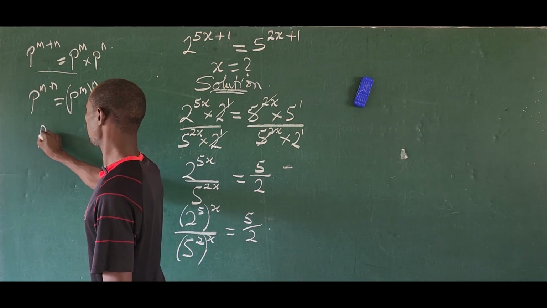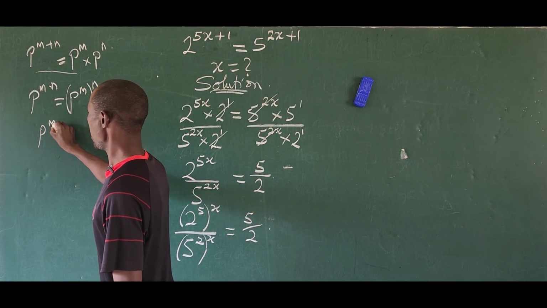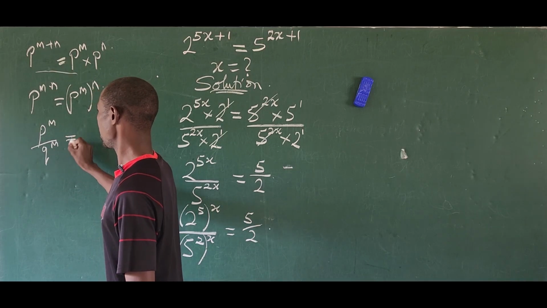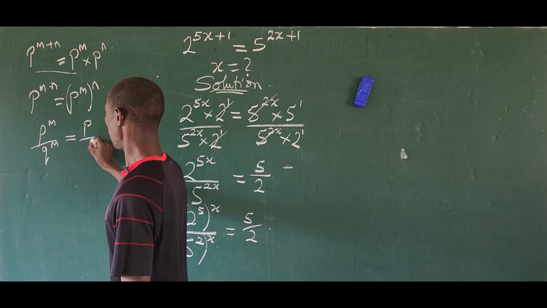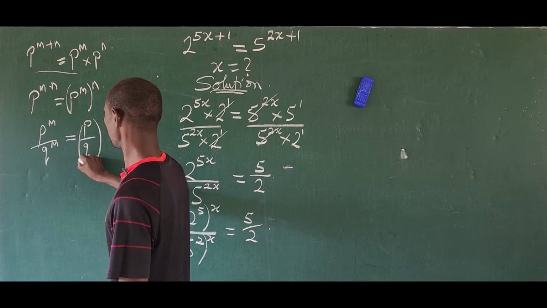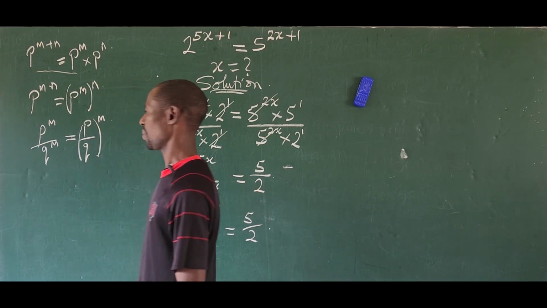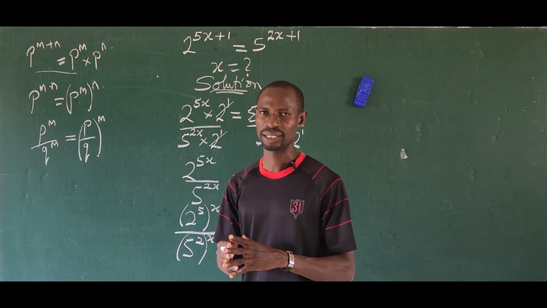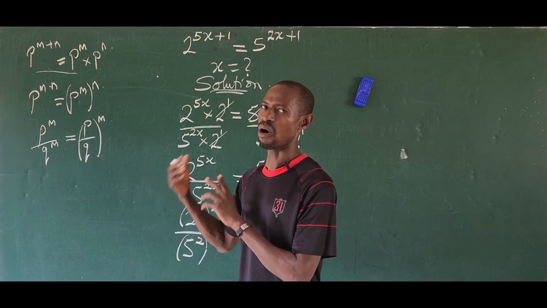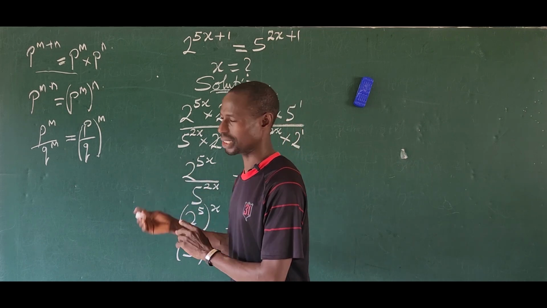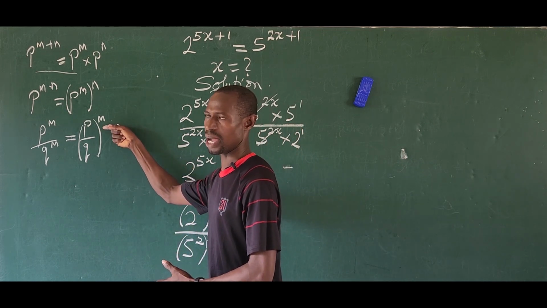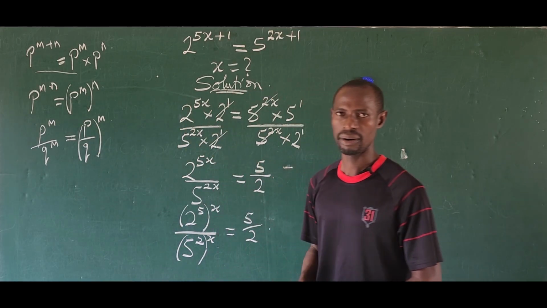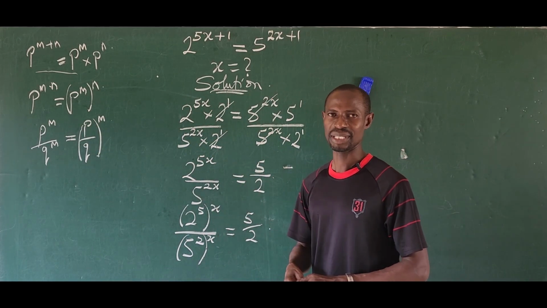We say that if you have p to the power of m all over q to the power of m, then this is the same thing as p all over q, all raised to the power of m. Because the law says that when you have quantities inside a bracket and all raised to a variable or a constant, then we can use the power to distribute it onto the exponents of each of the terms inside.